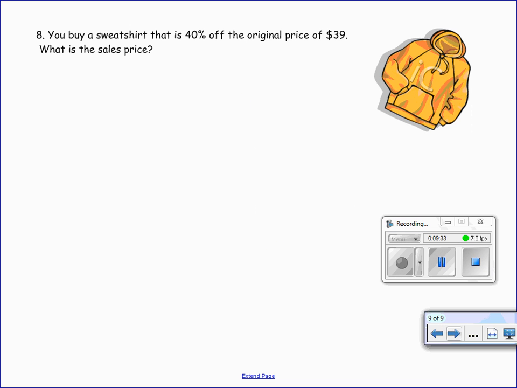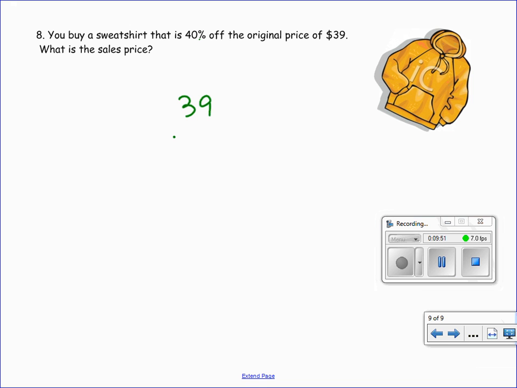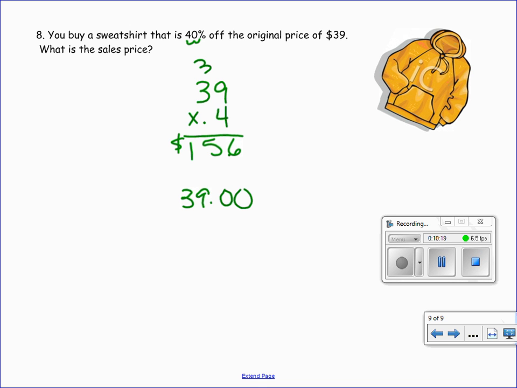Last example, you buy a sweatshirt that is 40% off the original price of $39. What is the sales price? So you're going to take your $39 for your sweatshirt. You're going to multiply it times 0.4. The discount is going to be $15.60. It is a discount, so I'm going to subtract $15.60 from 39. Total cost of the sweatshirt after the discount is $23.40.